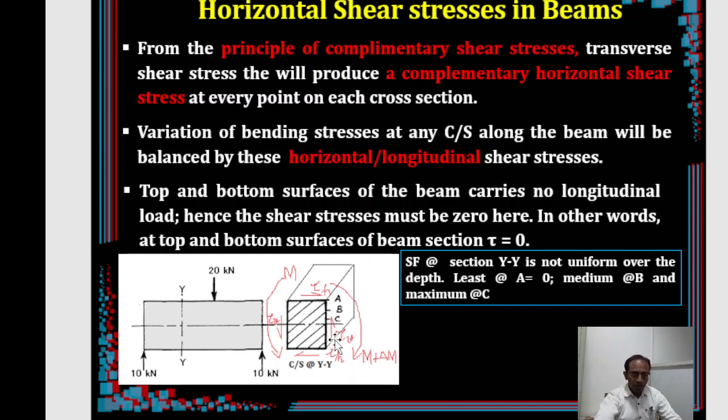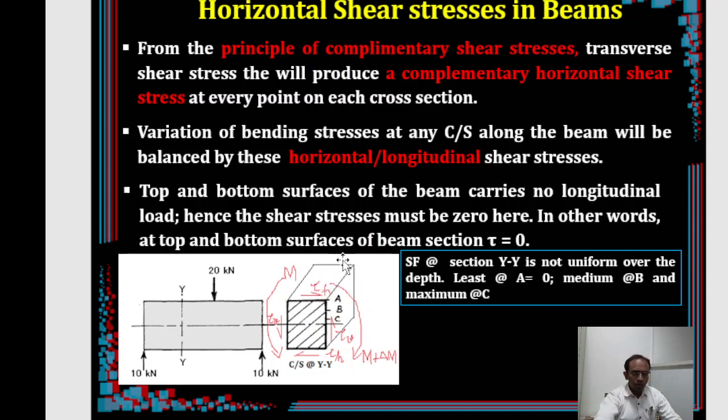But we know that whenever a shear stress is developed, to balance the couple created by it, a complementary shear stress always develops. So from the principle of complementary shear stress, the horizontal shear stress development will take place. Because of the vertical shear stress, the horizontal shear stress will develop here, right? So from the principle of complementary shear stress, the horizontal shear stress comes into play.